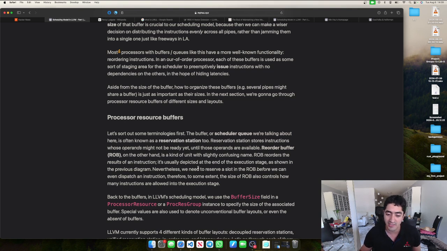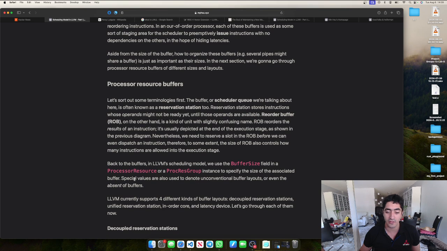Nevertheless, we need to reserve a slot in the reorder buffer before we can even dispatch an instruction. Therefore, to some extent, the size of the reorder buffer also controls how many instructions are allowed into the execution stage.